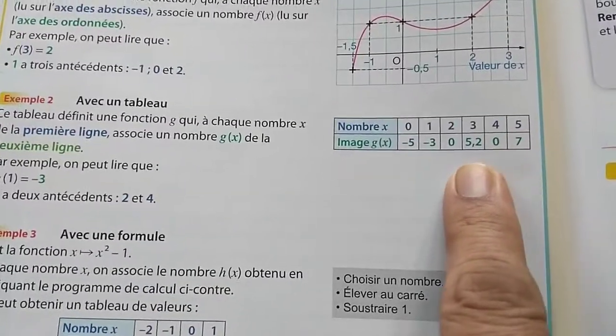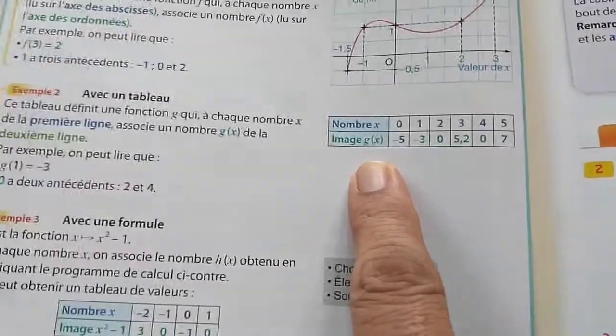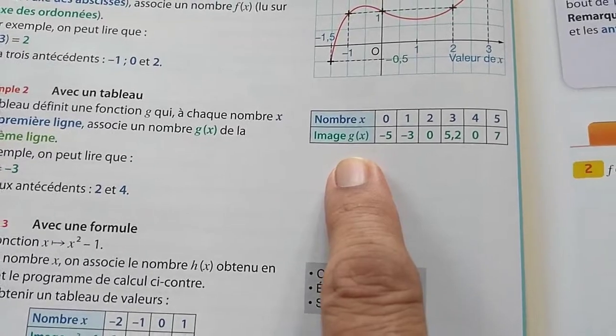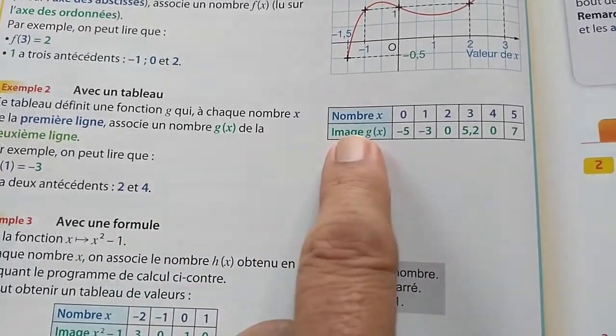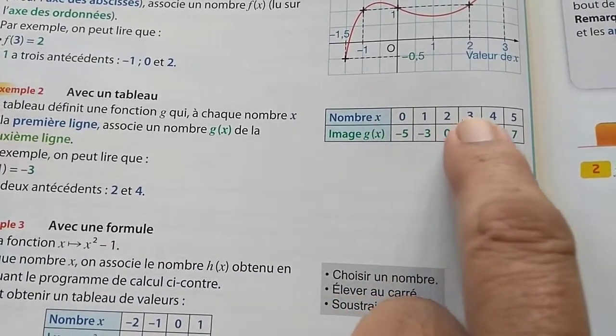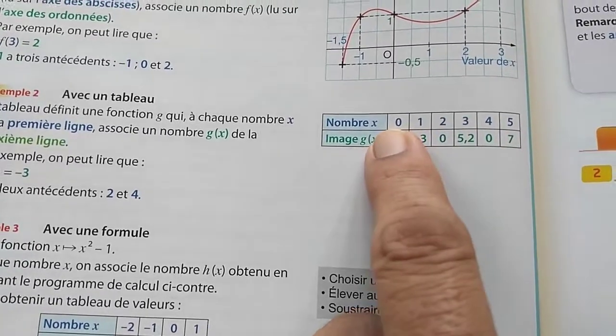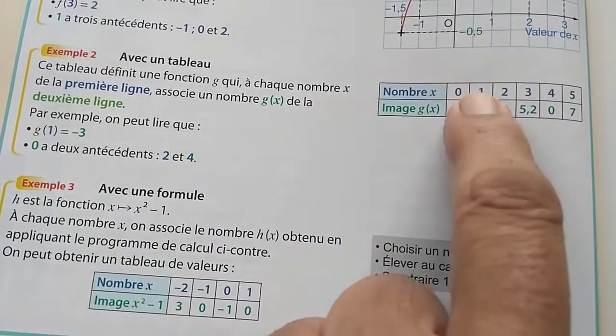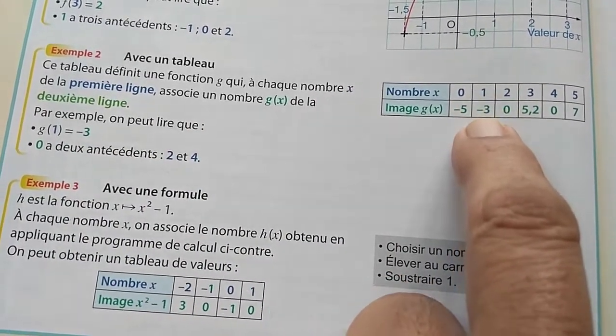So again, remember, as in my example of the metro ticket in the second video, this function is only defined for these values of inputs. So if you say g de 1, you get moins 3. How is that? You look for 1 there and you get moins 3.